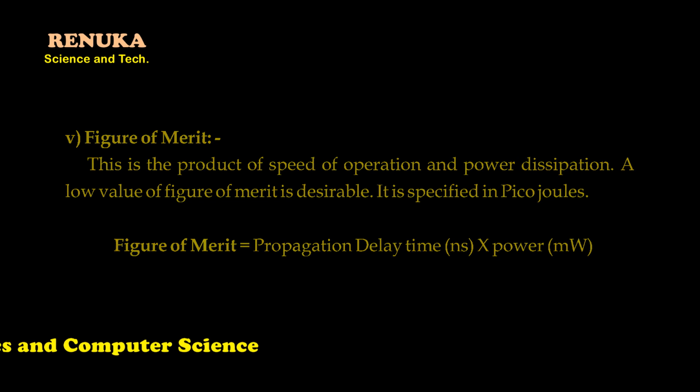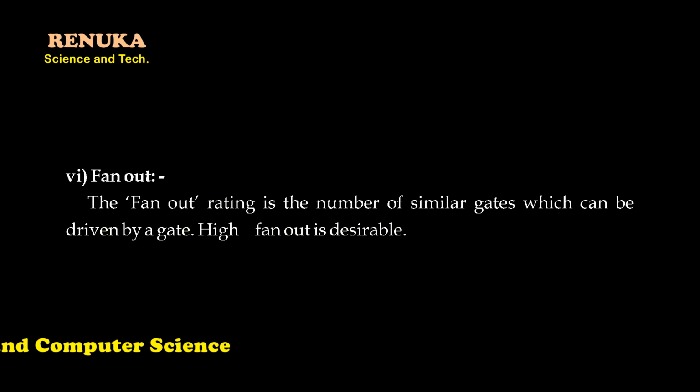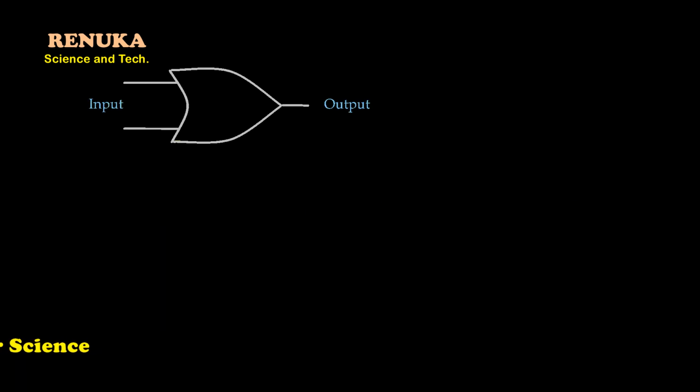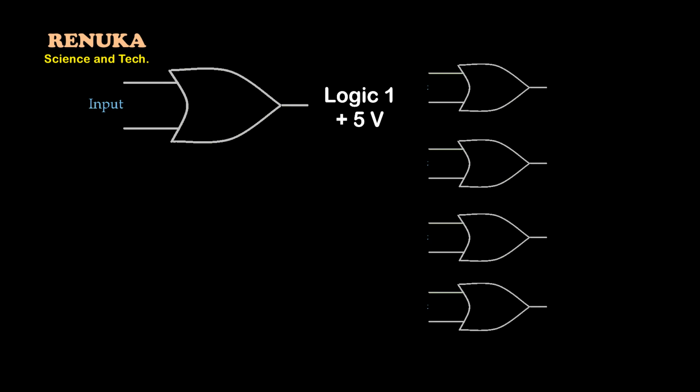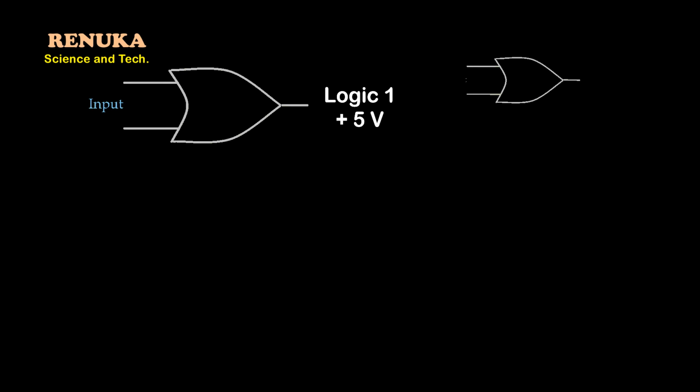Now next is the fan out. It is the rating of the number of similar gates which can be driven by the gate, and a high fan out is desirable. The meaning of fan out is this: suppose we have a gate and its output is logic 1, and suppose the output level is 5 volt. If similar gates are to be connected at the output of this gate, if one gate is connected, no problem, the output for logic 1 will be 5 volt.